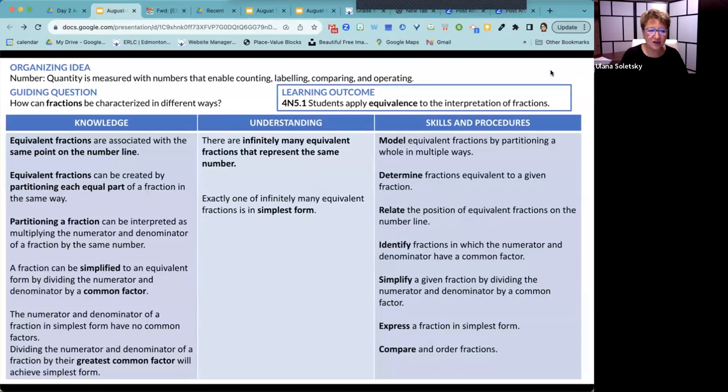How can I do this within my grade? Now, remember, a lot of these words, like Tammy said yesterday, the verbs like model, determine, relate, identify, simplify, express, compare, those are in your skills and procedures, whereas the knowledge and understanding will also give you the nouns. Equivalent fraction, what does that mean? And partitioning a fraction, simplifying a fraction.